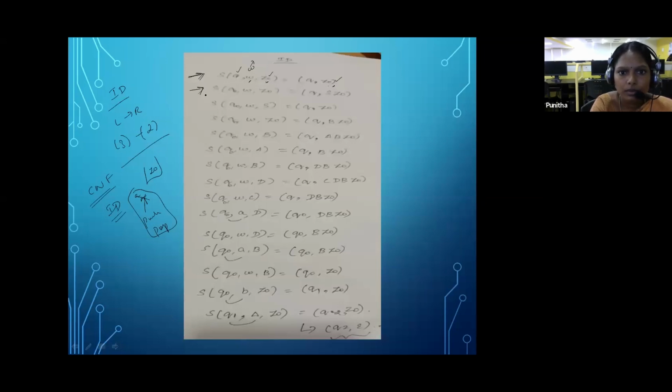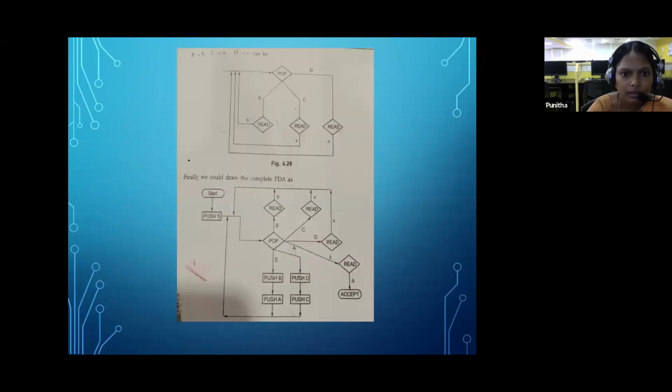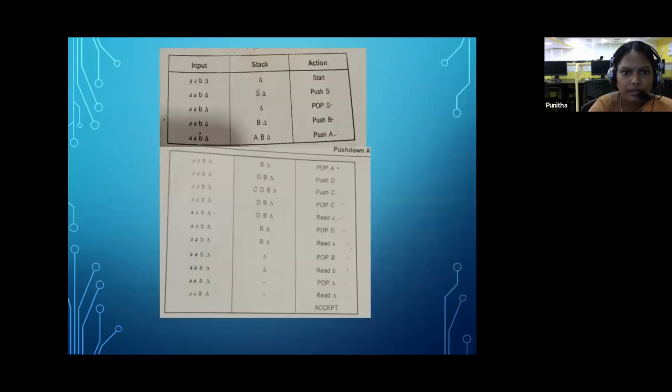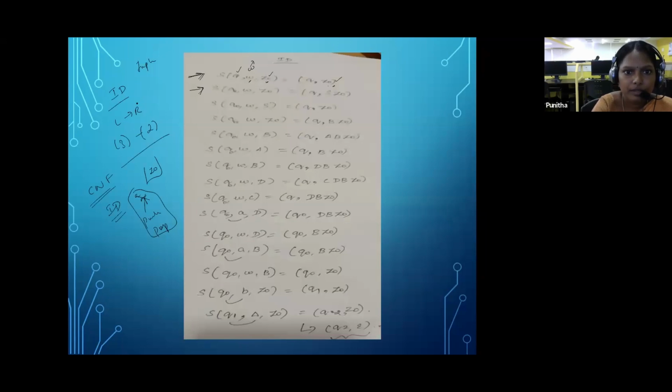Now we're going to implement the productions one by one. First we should look at the first production. What is the first production? The first production is S tends to AB.